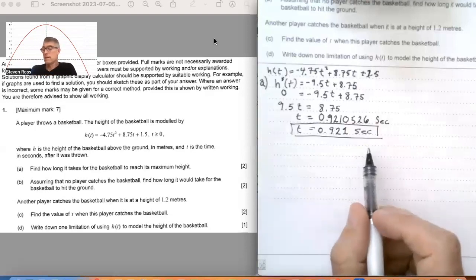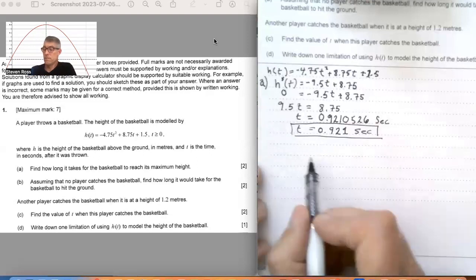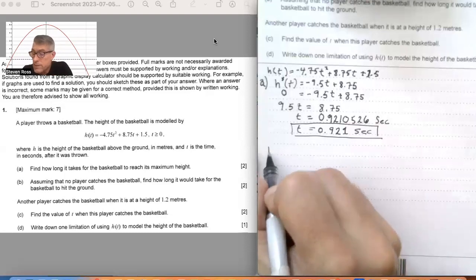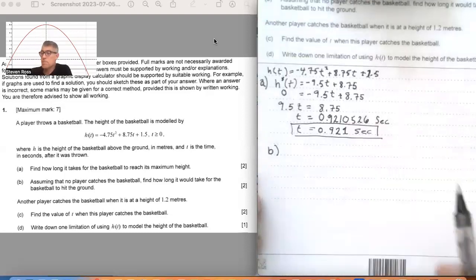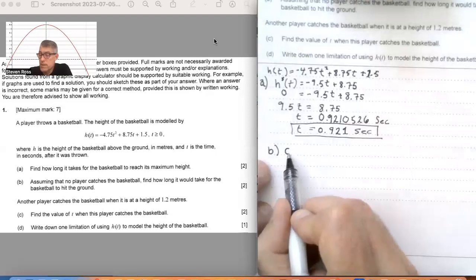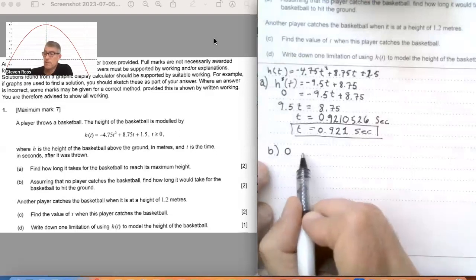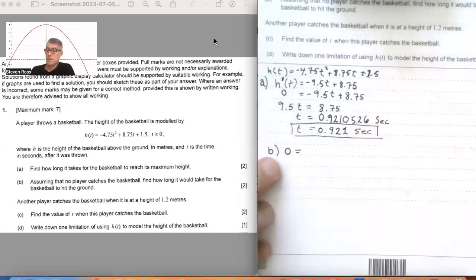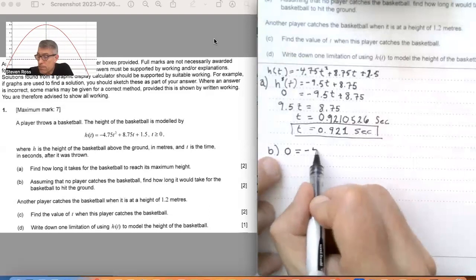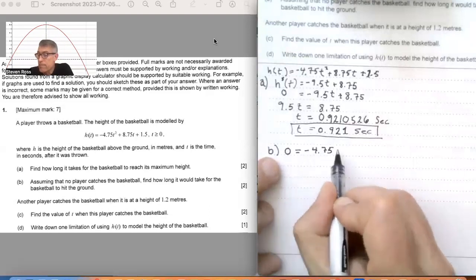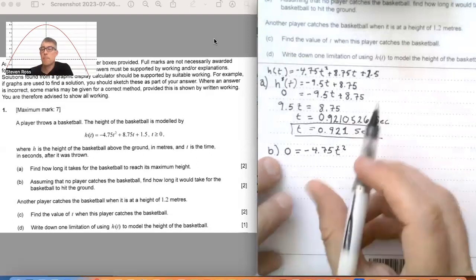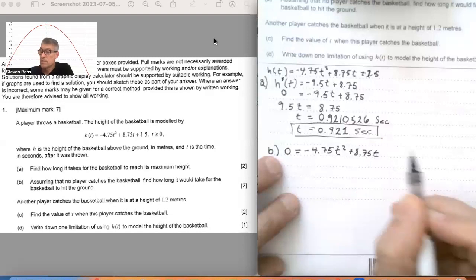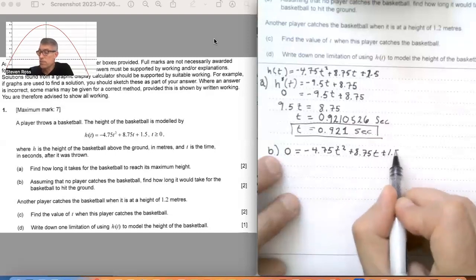Okay, so now I'm actually back to the original function, the original parabola. And so when will it actually hit the ground? Well, keep in mind that the ground is going to be a height of 0. So h of t is going to be 0. 0 is equal to negative 4.75 t squared plus 8.75 t plus 1.5.